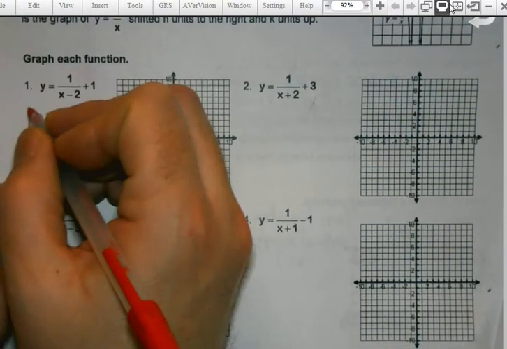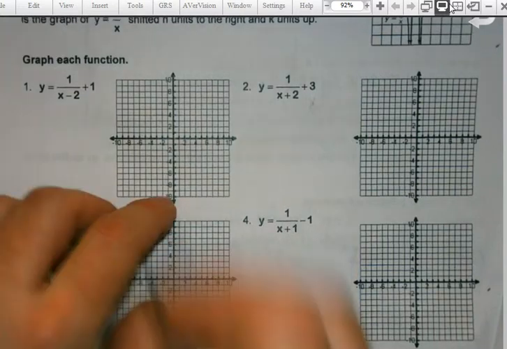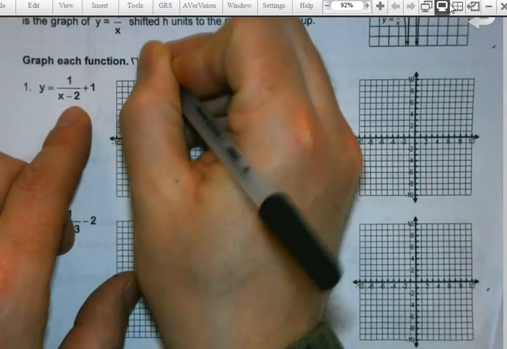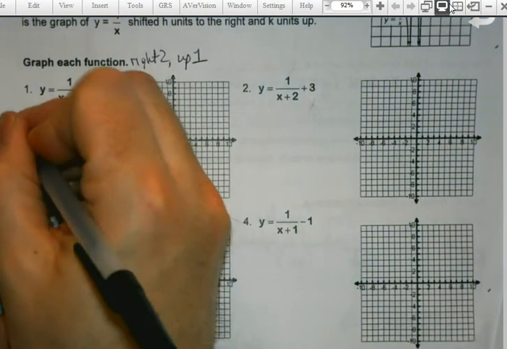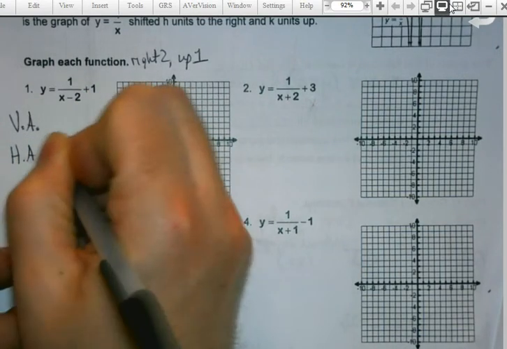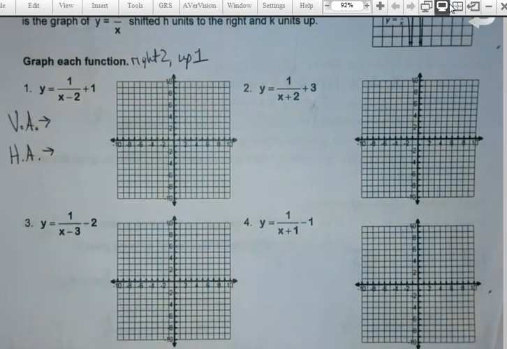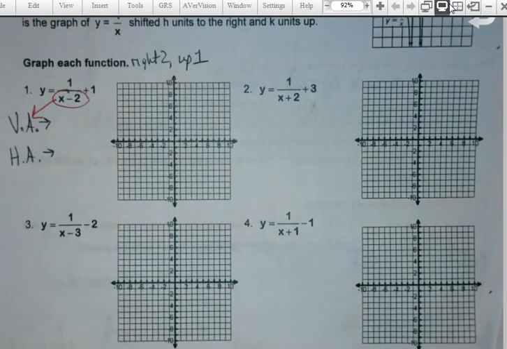First thing. What are my 2 shifts in number 1? Right 2, up 1. Right 2 and up 1. At this point, we don't have to write down shifts every time, no. But I'm just trying to get some of you to connect these things right away. So my vertical asymptote always has to do with my left or right shift. This directly correlates to that.